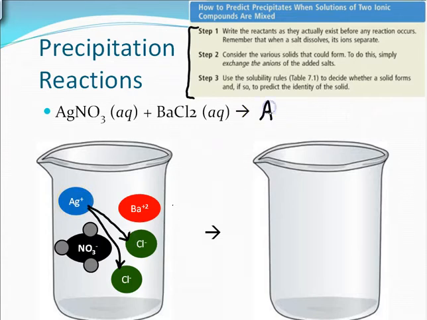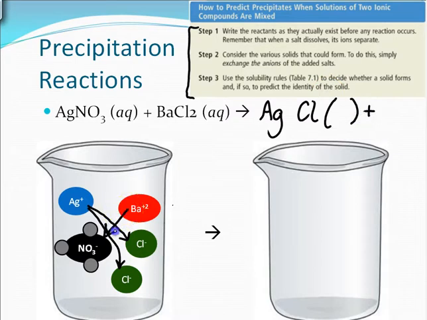So we know that the Ag and the Cl will go together. Ag has a +1 charge, Cl has a -1, so it'll just be AgCl. Let's leave a space here, so later we'll come back to whether it will be a solid or aqueous.